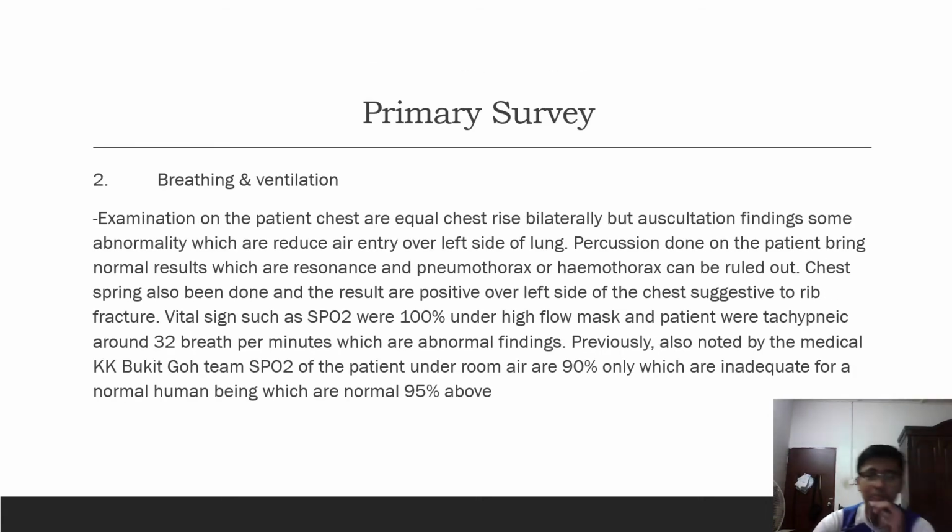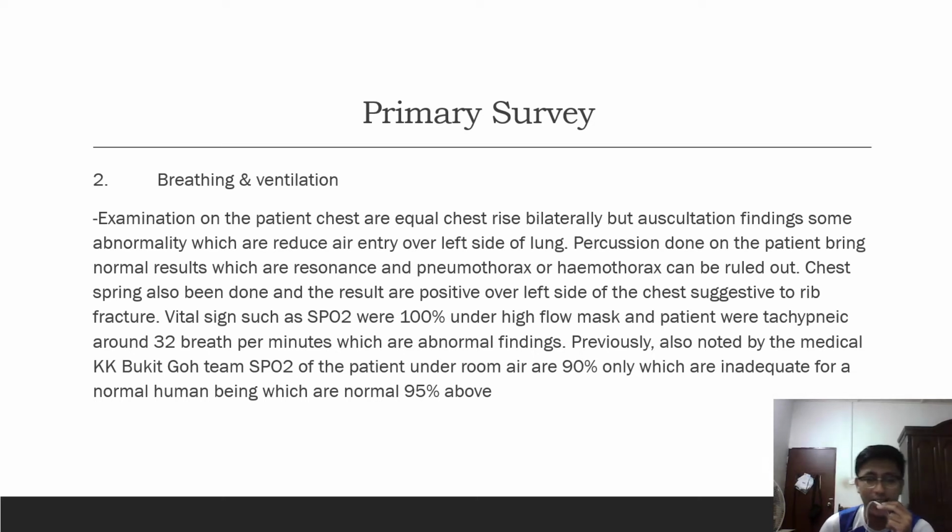Second component in primary survey, B. Breathing and ventilation. Examination of the patient's chest shows equal chest rise bilaterally, but auscultation finds some abnormality, which is reduced air entry over the left side of the lung. Percussion done on the patient brings a normal result, which is resonance, so pneumothorax can be ruled out. Chest squeeze test was also done and the result is positive over the left side of the chest, suggestive of rib fracture.